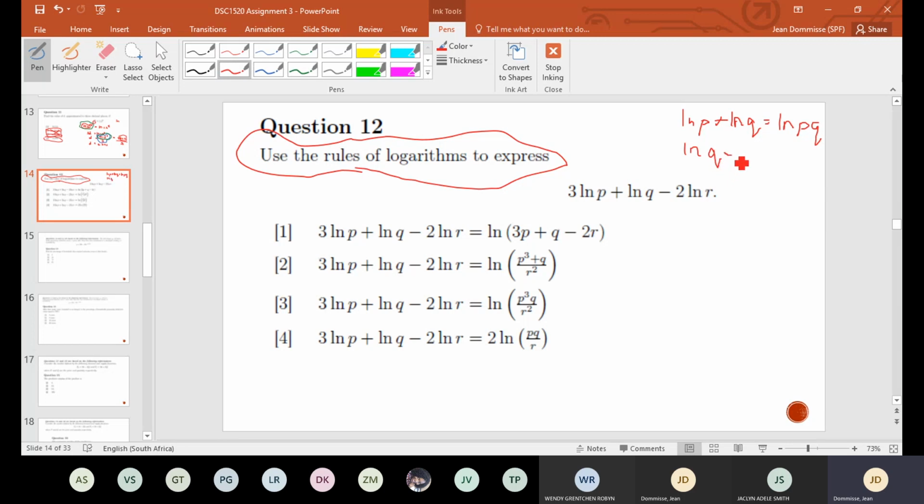Okay. And then if I had a rule to say ln q minus ln r, I could have had, let's use the bracket. That would have been my rule, so that I could have had ln q, or let's rephrase it, ln and in brackets q divided by r.